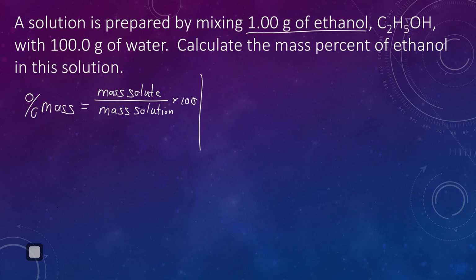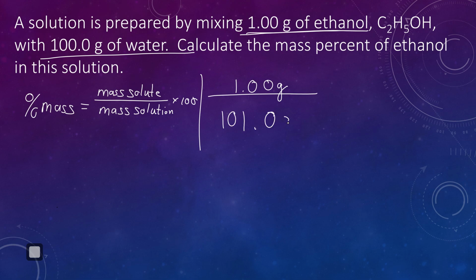The ethanol is our solute, so that will be 1.00 grams on top, divided by the solution. The solution is the ethanol and the water together. 100 plus 1 is 101 grams. So you might be like, well, I'm only a little bit off because if we left it as 1 over 100, the answer is going to be 1%. You're going to be marked wrong because you're not including the solution as a whole. This is not solute over solvent.